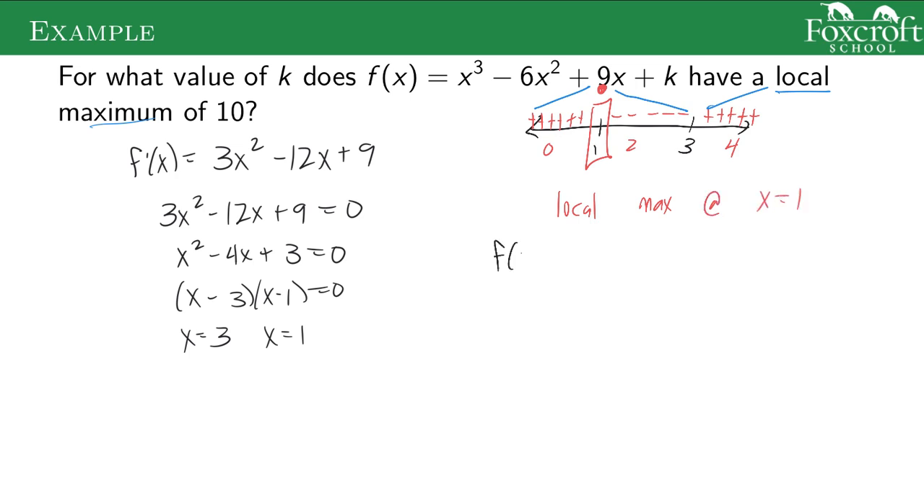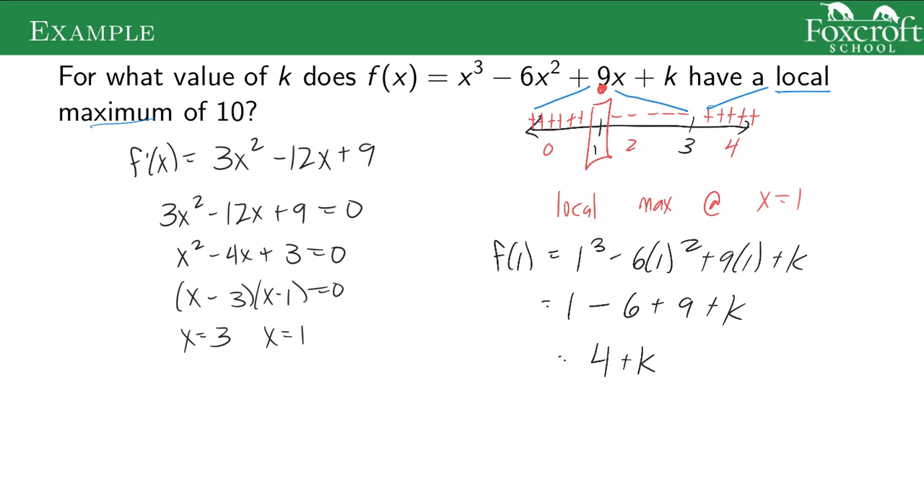We plug this into our function: 1 cubed minus 6 times 1 squared plus 9 times 1 plus k. That's 1 minus 6 plus 9 plus k. Negative 5 plus 9 is positive 4. When I plug 1 in, I know this is a local max because of the first derivative test, but I want this local max to be 10. So now I just take this and set it equal to 10, and that tells me that k is 6.